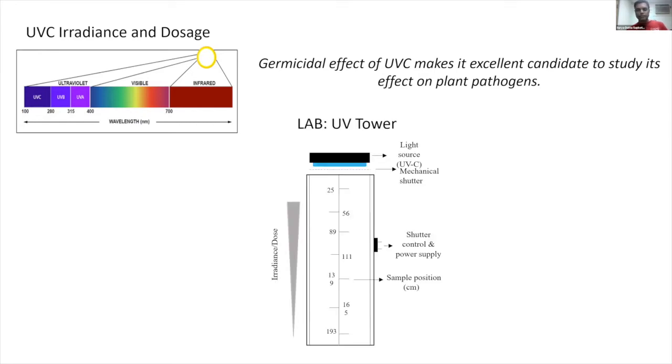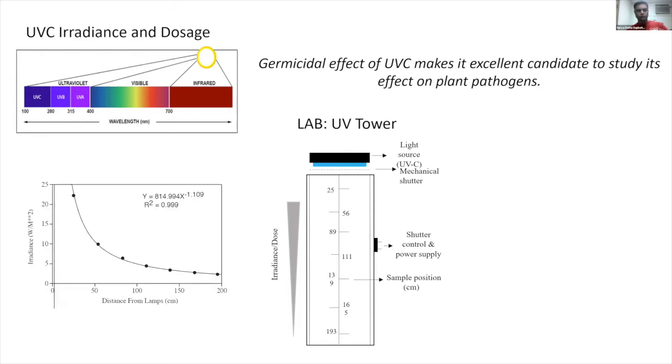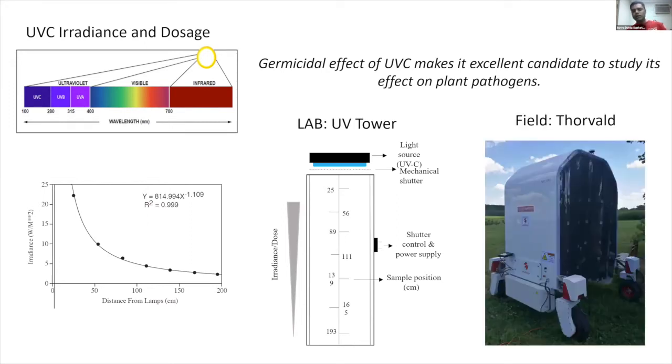In our case, in the lab, we built a UV tower. Maybe many of you have seen this. It consists of a UV lamp on the top, has a shutter to control the UV, and has a structure where you can put the samples and vary the dose or the irradiance that each sample receives. The lamp has an irradiance capacity somewhere close to 25. The same thing we try to replicate in the field.